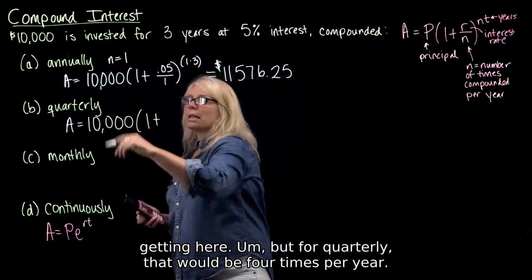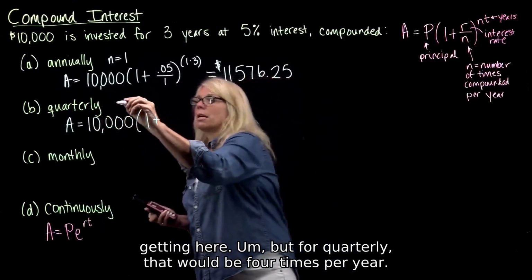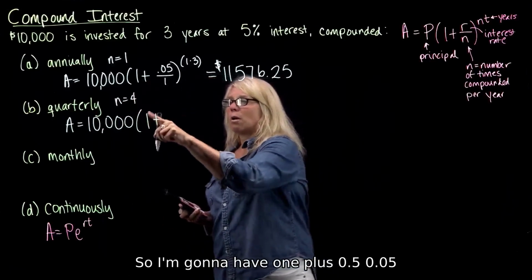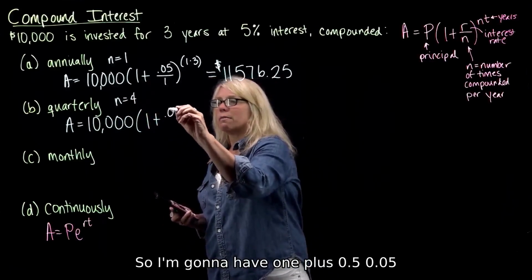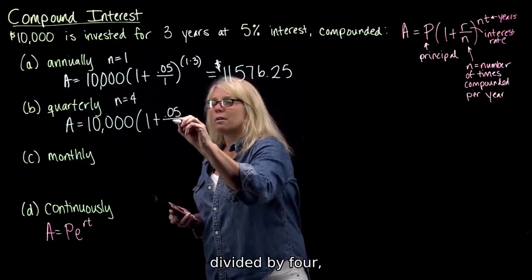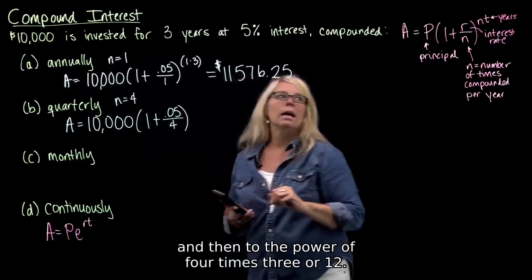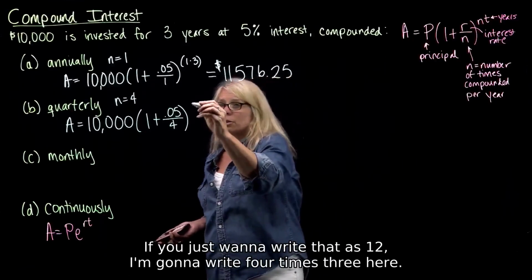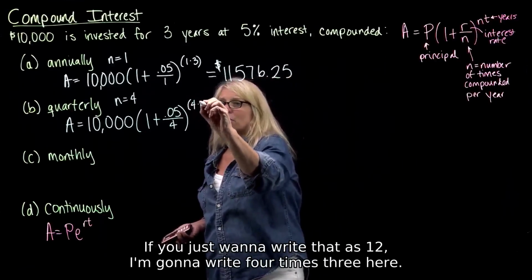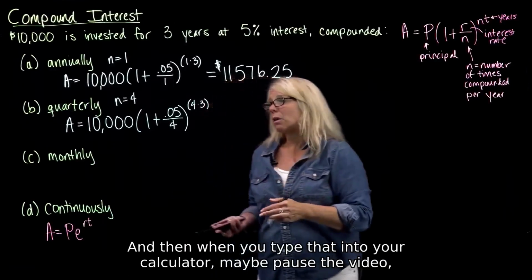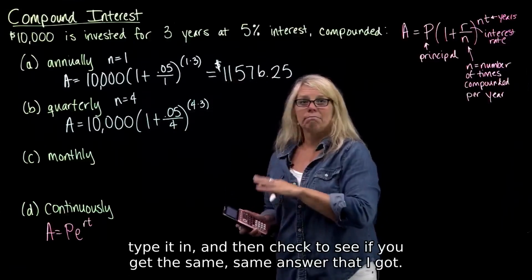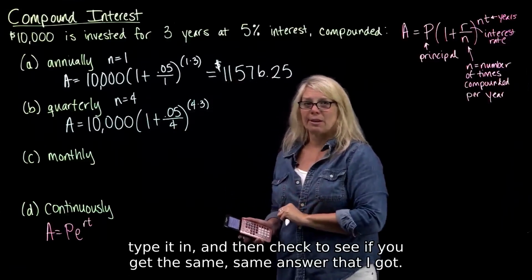But for quarterly, that would be 4 times per year. So n is equal to 4. So I'm going to have 1 plus 0.05 divided by 4. And then to the power of 4 times 3, or 12, if you just want to write that as 12, I'm going to write 4 times 3 here. And then when you type that into your calculator, maybe pause the video, type it in, and then check to see if you get the same answer that I got.